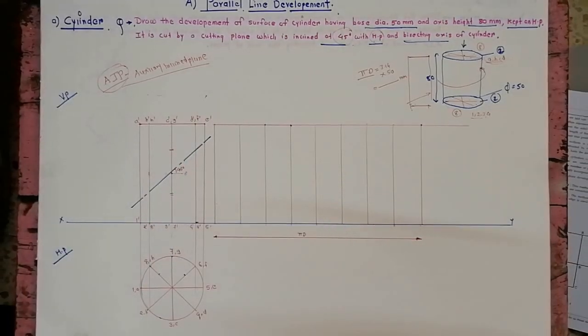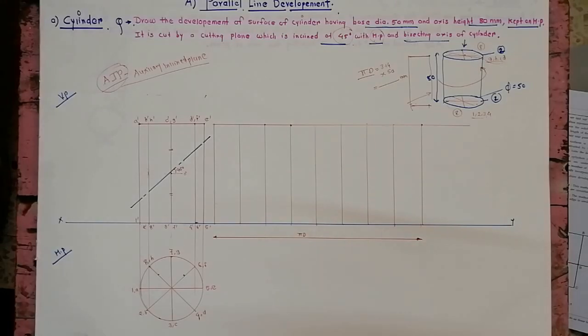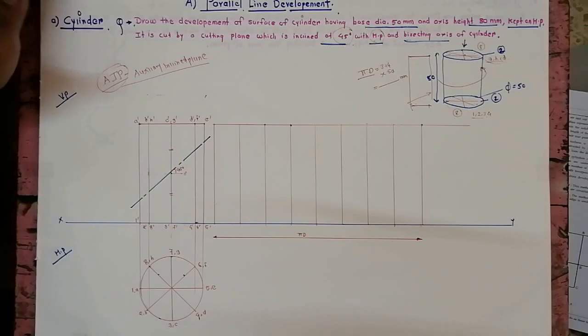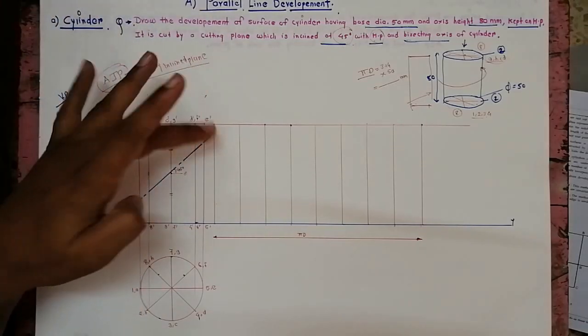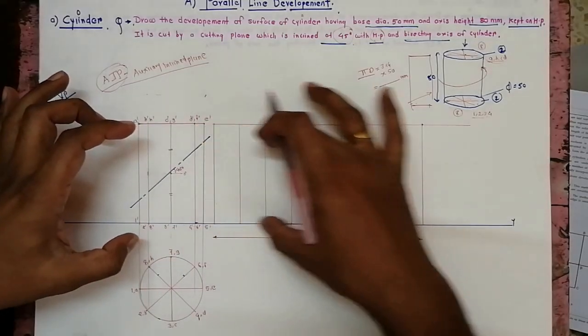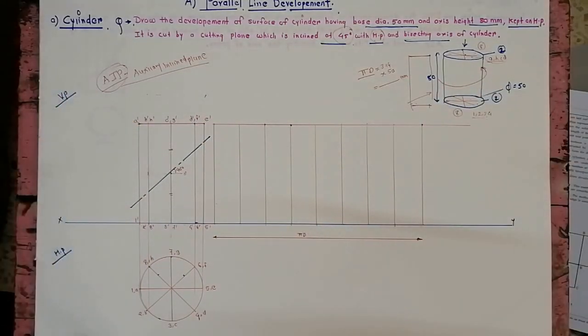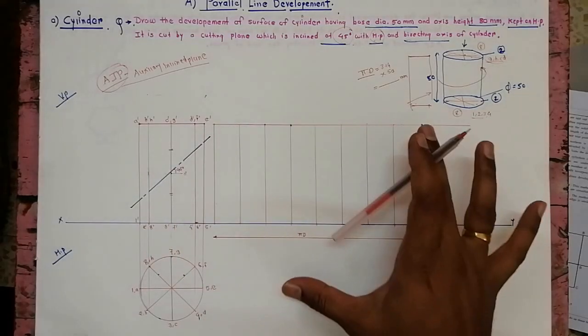Okay, now we have drawn the cutting plane. That means now this part gets removed. The top part of the cylinder gets removed, and when this cutting plane cuts our cylinder, how much of the development do we get here? Or what type of development do we get here?